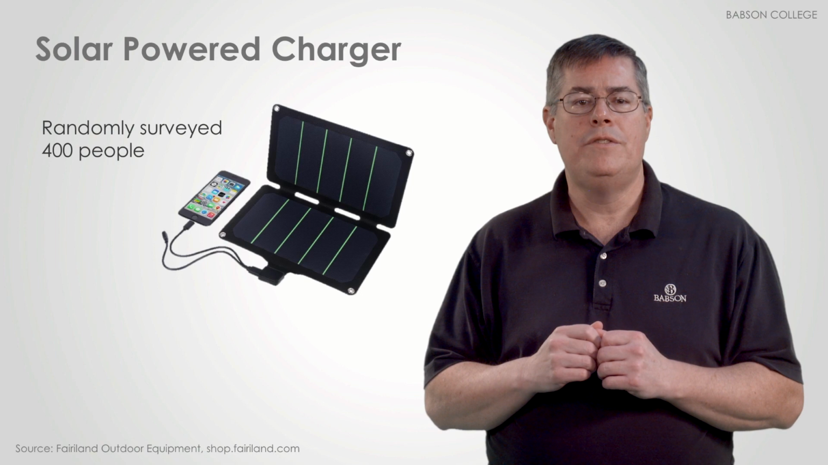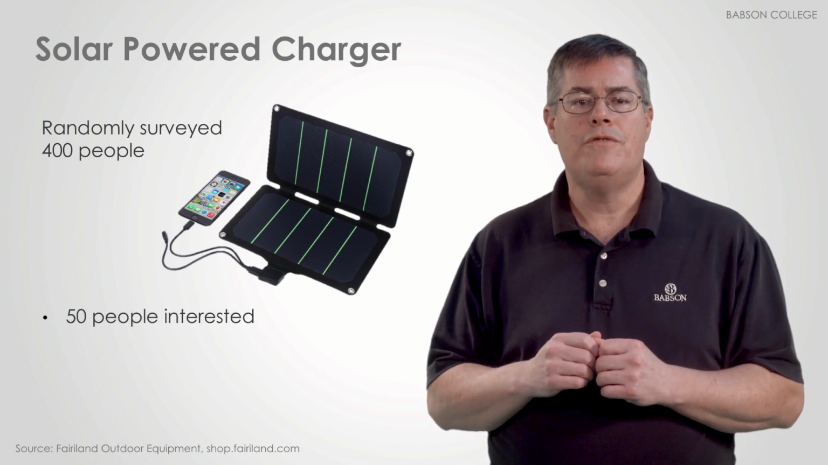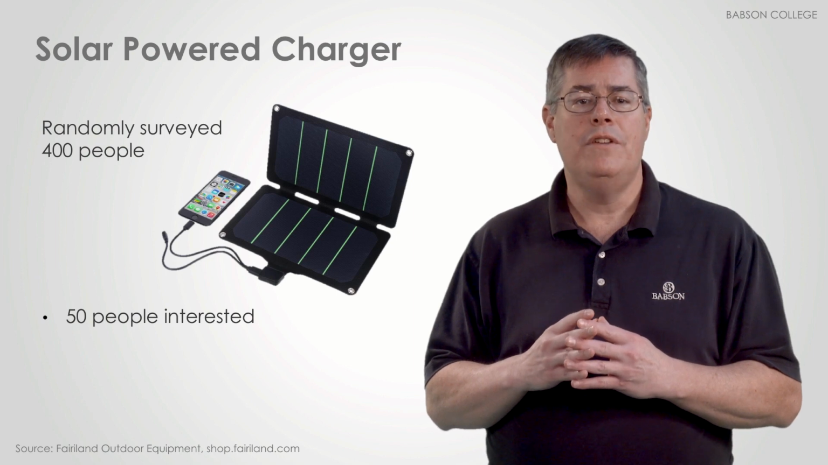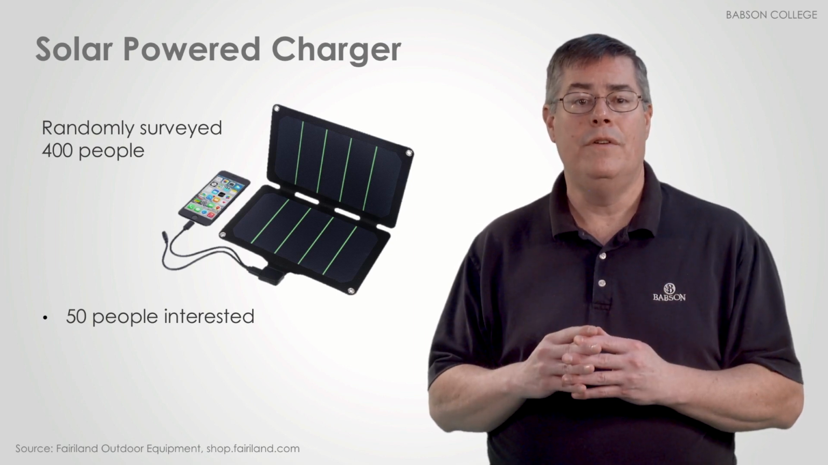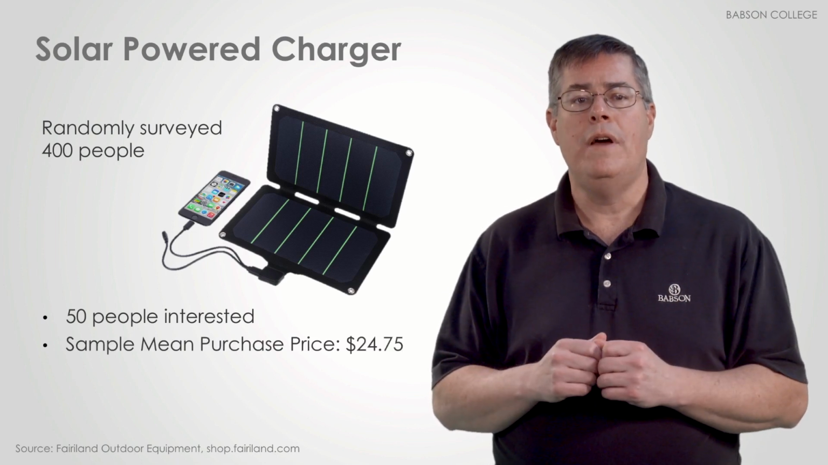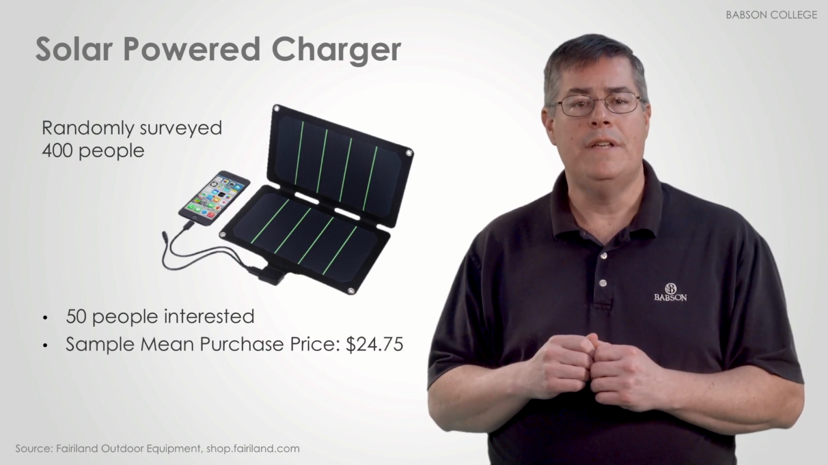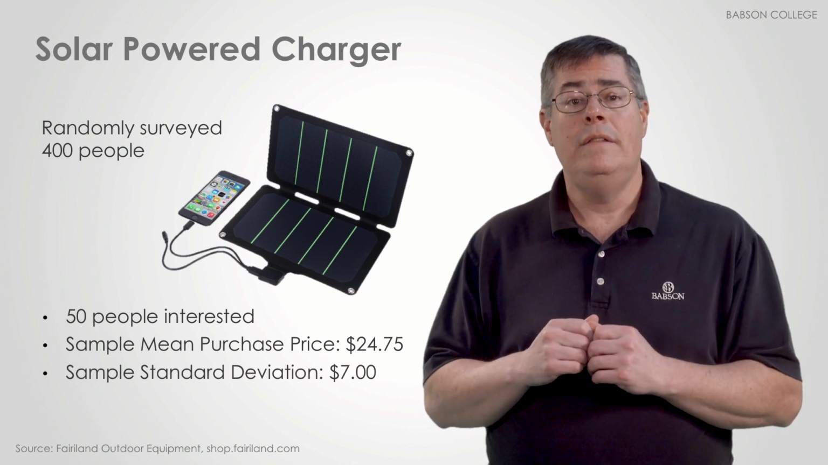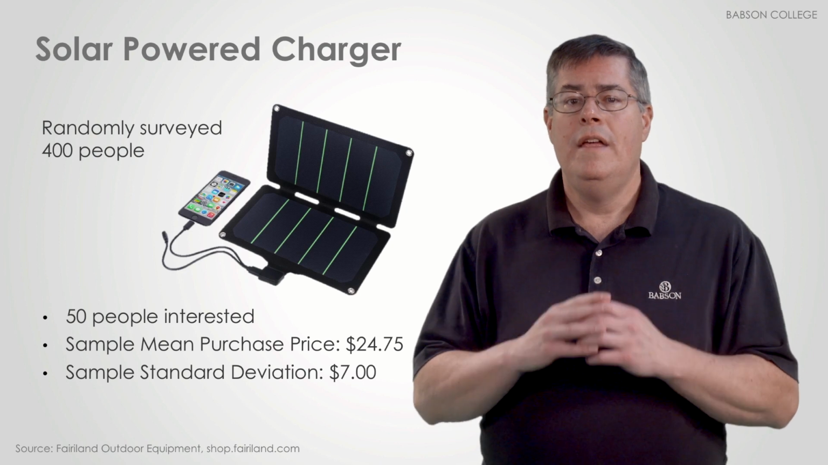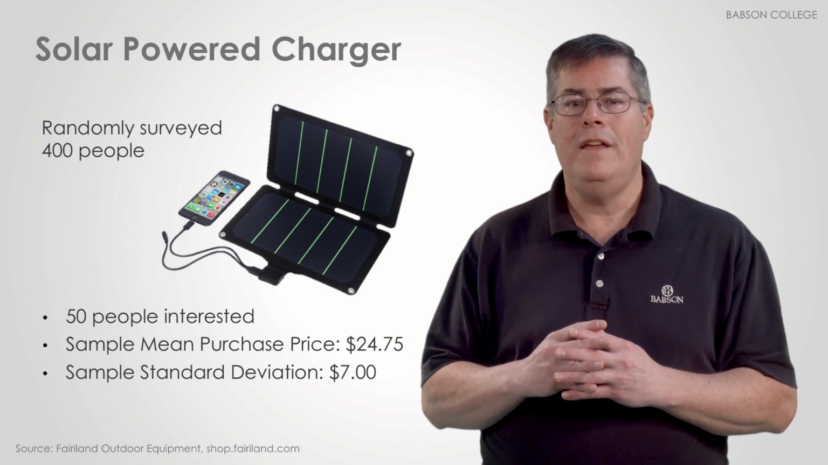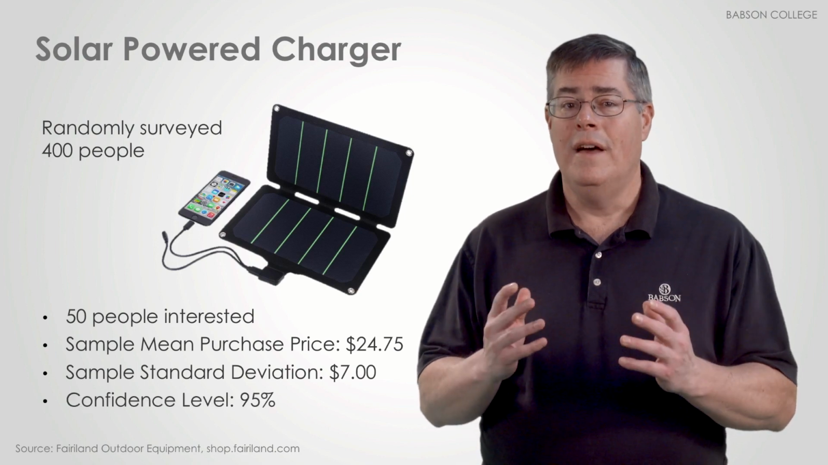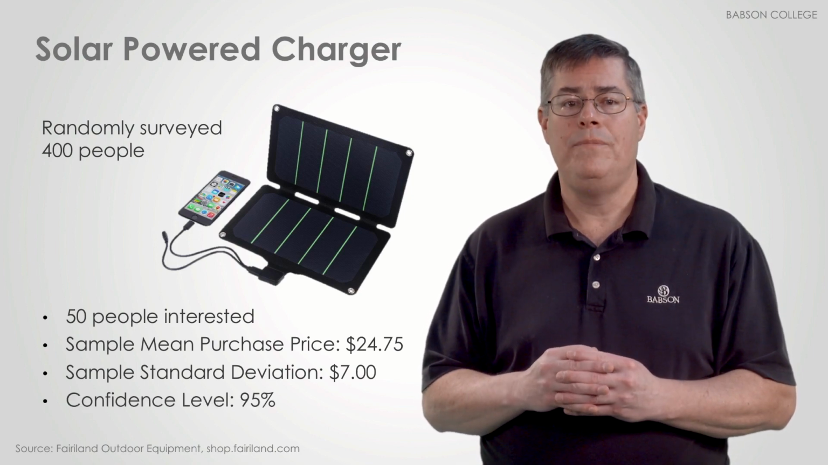If we look again at my survey, 50 people were interested in this product. I'm only going to focus on those interested people for my second interval. From the survey data, I found the sample mean purchase price to be $24.75, and that included a sample standard deviation of $7. This is almost all the information I need to create the confidence interval, along with the confidence level. Again, we will use 95%.